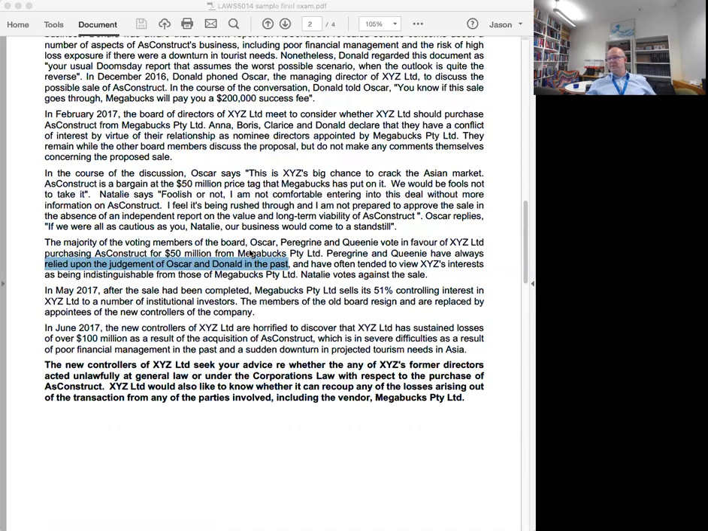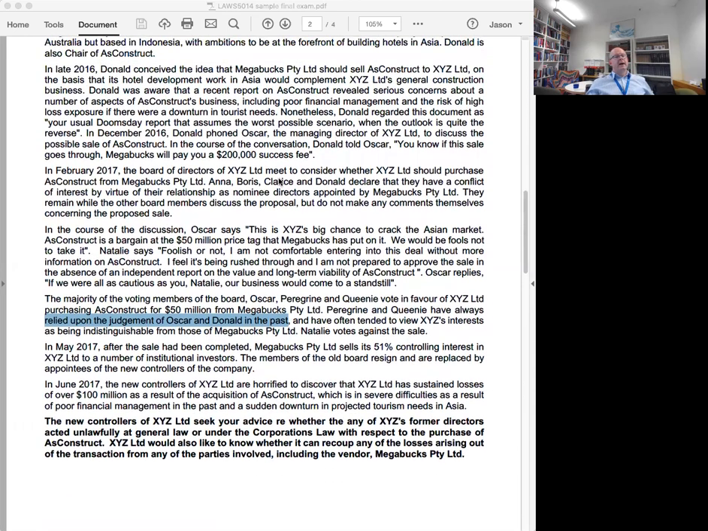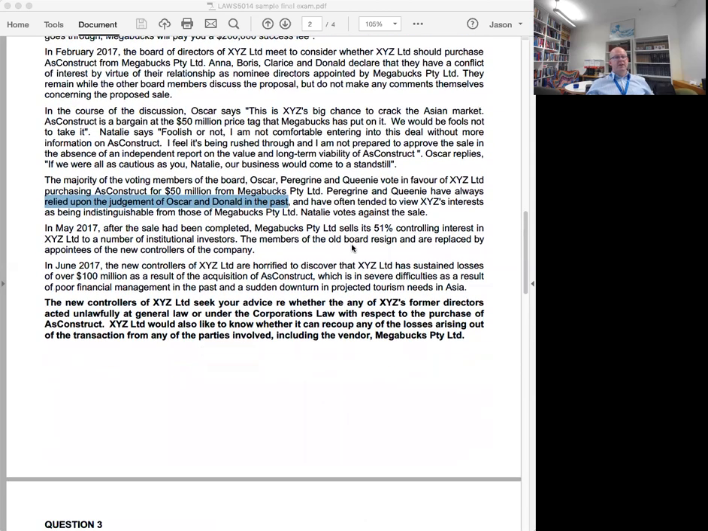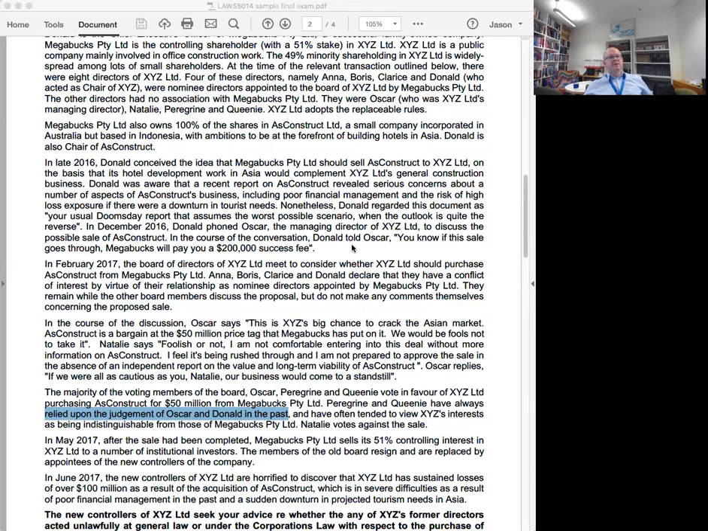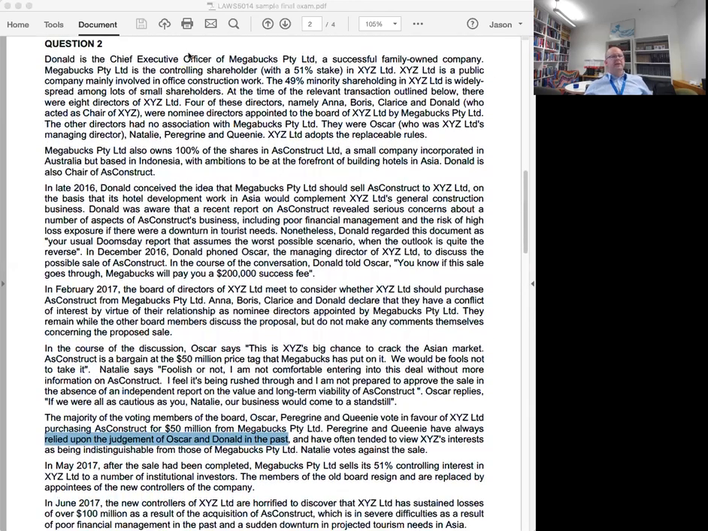He can't rely on the business judgment rule. Is he really doing it in good faith? Well, he's not relying on anyone anyway. Be difficult to say he's relying on Donald. So Oscar's got some issues, but maybe Queenie and Peregrine can use the reliance defence and or the business judgment rule. Oscar can't. Donald possibly can't because he's the CEO of Megabucks, and Megabucks is going to get a benefit here.